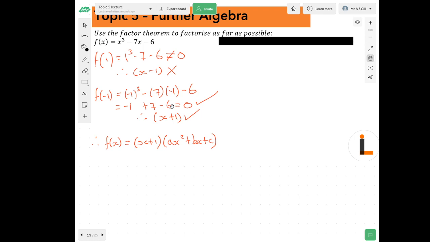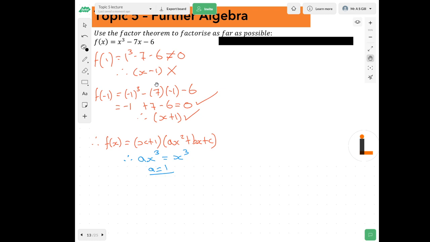And at this point, what we do is compare coefficients. So what we say is, well, our original function has 1x cubed. The only way we can get 1x cubed from expanding these brackets is if a is equal to 1. Because we'll get ax cubed, and that's the only cubic term when we expand these brackets. Therefore, that has to equal x cubed. So let's just write that out. We can say, therefore, ax cubed must equal x cubed, and a equals 1.